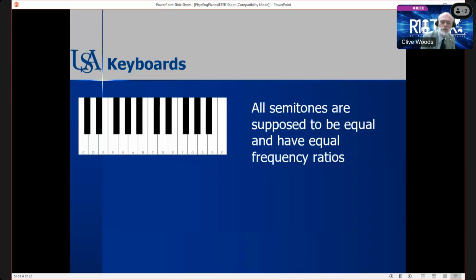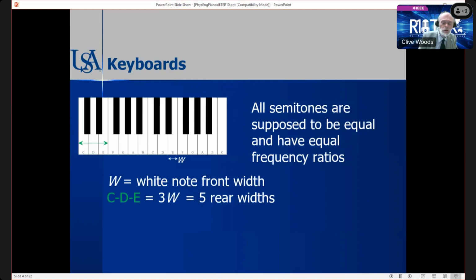And I didn't realize until very recently that there's a fundamental problem with keyboard design. As soon as you say that, just think about it. Supposing I call the width of the front of a white note W, and then let's look at the bottom three white notes on that keyboard, C, D, E, and that has a width of 3W, and if you count the key widths at the back, that's 5 widths of keys at the back. So therefore the rear width of each of those notes is 3/5 of W.